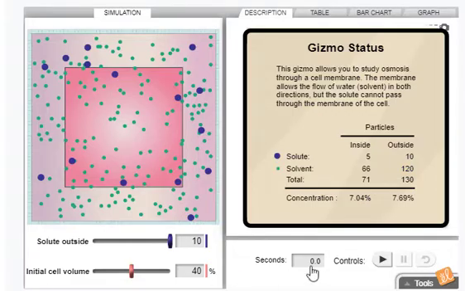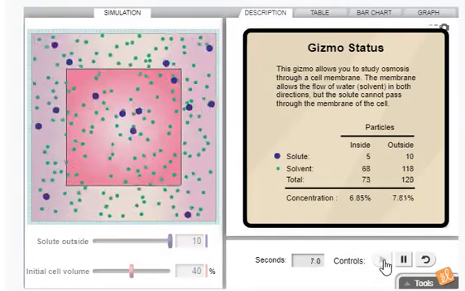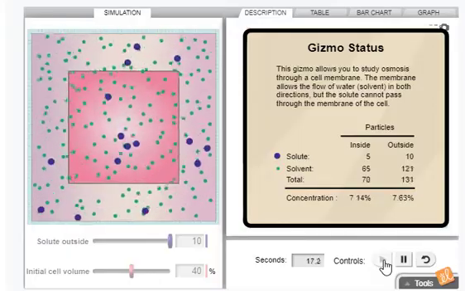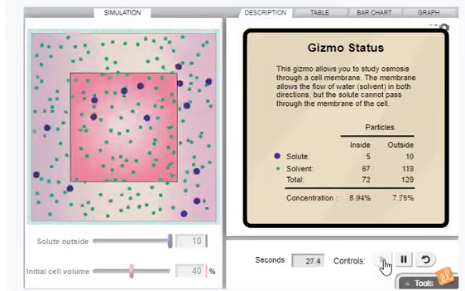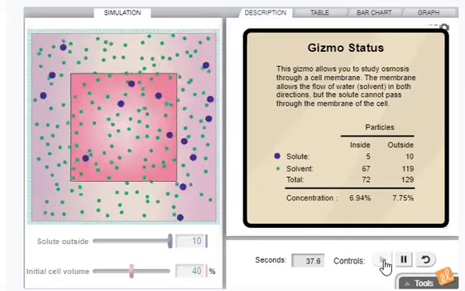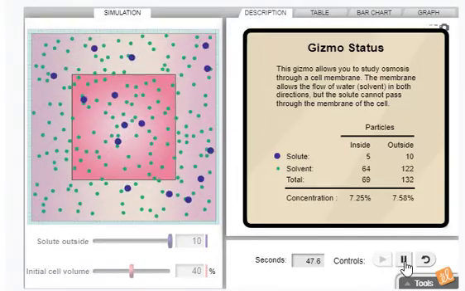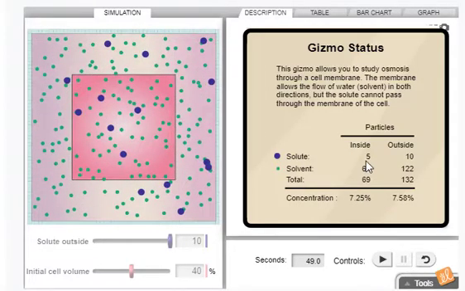So we're going to hit play. We're going to let it run for a little bit. All right, and we're going to check to see how stuff has changed. Compared to the number you wrote down before, what has happened to the number of solute particles inside the cell? Has it increased, decreased, or stayed the same? What has happened to the number of solvents outside the cell? Increased, decreased, or stayed the same?